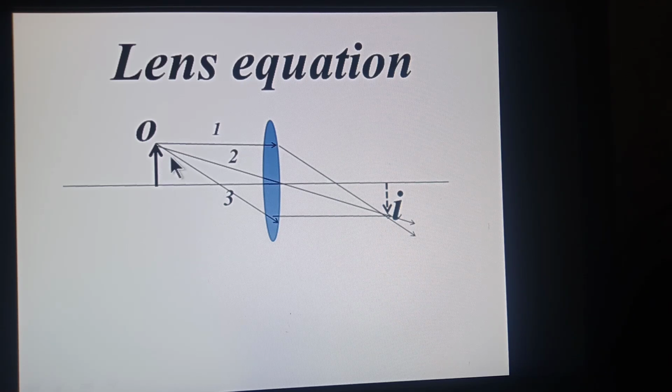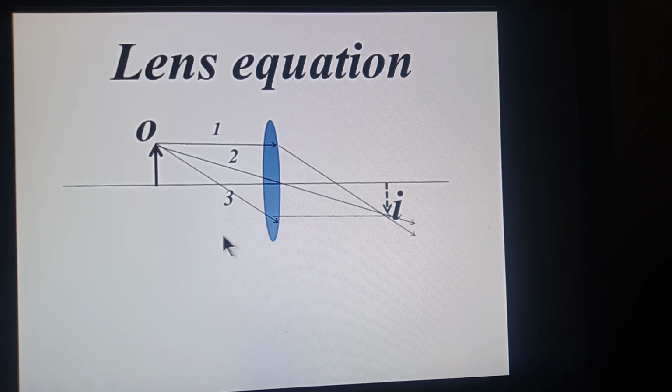Ray number 2 is our ray that is passing from optical center of a lens. It will pass straight without changing its path. We named it ray number 2. Ray number 3 is a ray that is coming from principal focus. After passing through the lens, it becomes parallel to the principal axis and we named it ray number 3. Students, any two of these three rays can be used for geometrical construction of image formed by a lens.